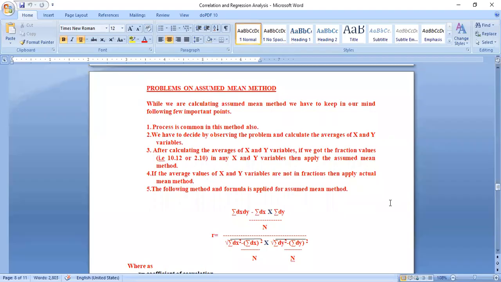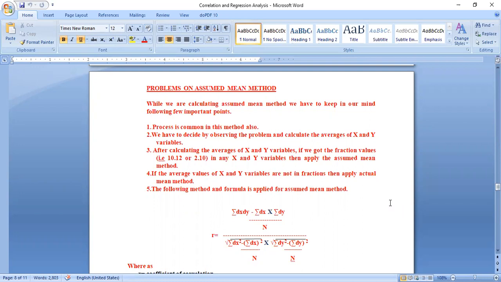Same procedure we have to apply, and we have to decide by observing the problem and calculate the averages of x and y variables here. If the mean values are given in the question, for example x and y values are given, we call them x bar values. If it is given, then we have to follow the same procedure here.